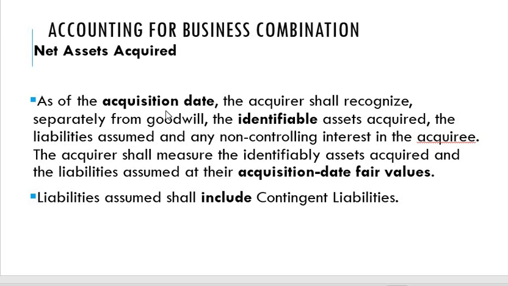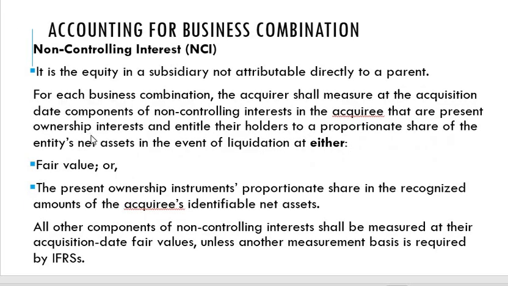Those identifiable assets acquired, the liabilities assumed, and any non-controlling interest in the acquiree shall be measured at acquisition date fair values. And the liabilities include contingent liabilities. Again, all the net assets acquired, meaning the assets less the liabilities assumed, shall be measured at fair value. So, what is a non-controlling interest? A non-controlling interest is the equity in a subsidiary not attributable directly to a parent. It arises only if it is a stock acquisition. But if it is a 100% stock acquisition, there is also no non-controlling interest.